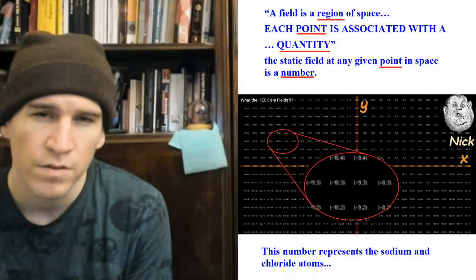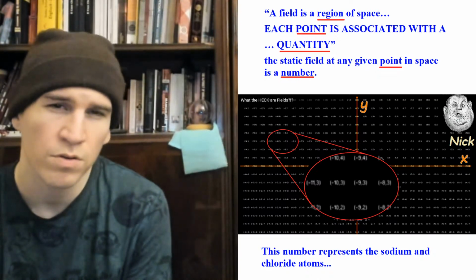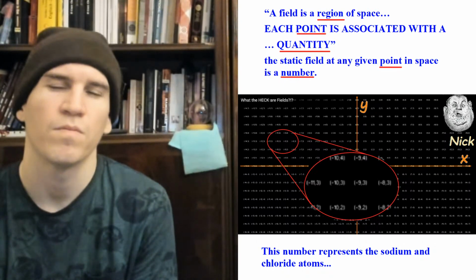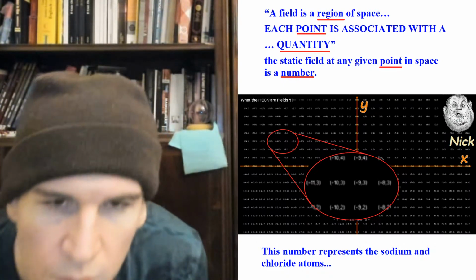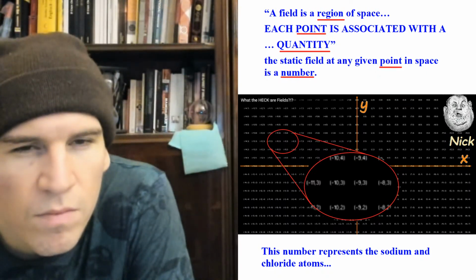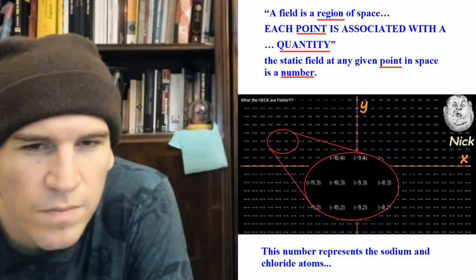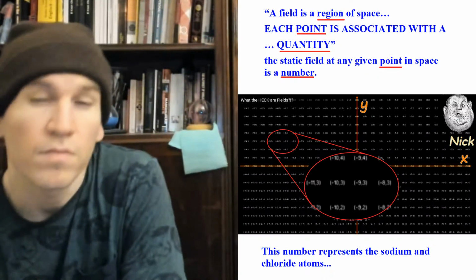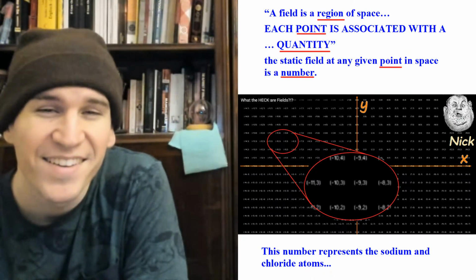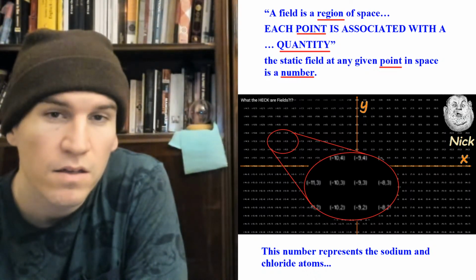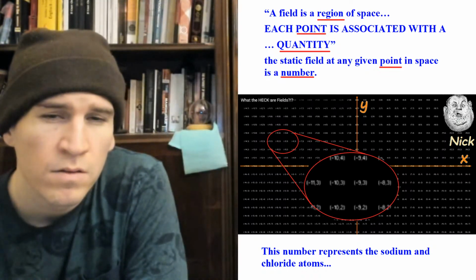And here's what a field is. A field is a region of space. This fellow did it the other day. He said a field is a region of space, and each point is associated with a quantity. So what is a field? A bunch of quantities, a bunch of numbers. The static field at any given point in space is a number. That's what good old Nick Lucid put as the reference on his site. He put a bunch of numbers. He says that's what a field is.